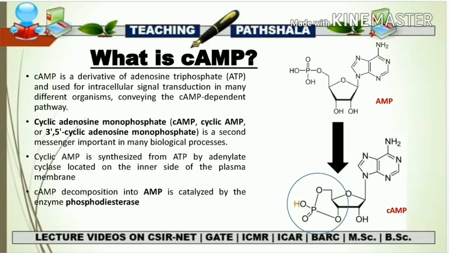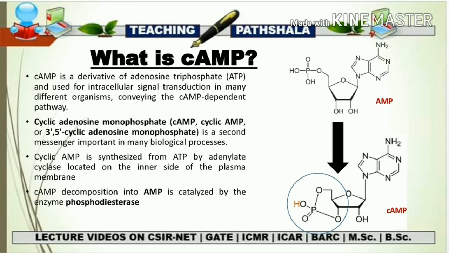Before moving to the pathway, you should know what cAMP is. cAMP is a derivative of ATP, that means it is derived from ATP, and participates in signal transduction by conveying the cAMP dependent pathway. cAMP, or the cyclic AMP, is a very important secondary messenger.